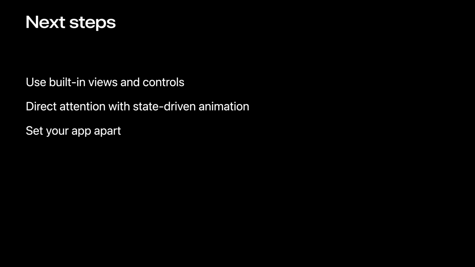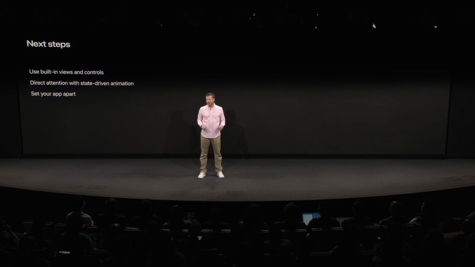As you consider where to use motion effects in your apps, use SwiftUI's built-in views and controls. These give you a variety of motion effects automatically. Add modifiers to refine those effects for your app. Use state-driven animations to react to events and guide people's attention to what's important. Set your app apart with a carefully chosen set of custom animations.